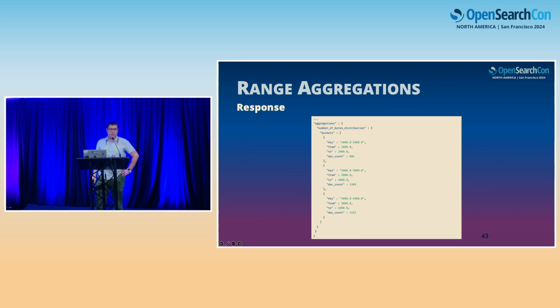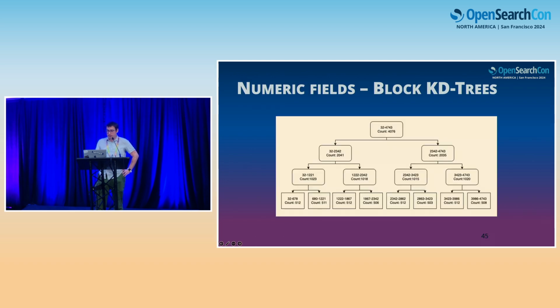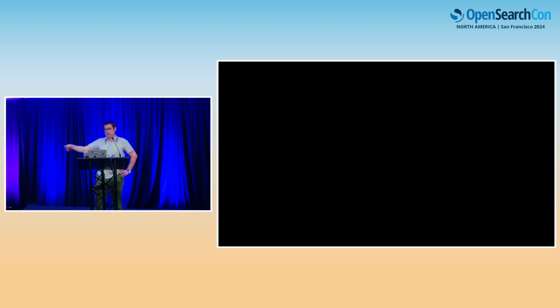Well, how can we do this directly? Let's look at how Lucene stores numeric fields, like the size in bytes. It uses what's called a block KD tree, or a BKD tree. These trees tend to be built bottom up. The key thing is the leaf nodes. If you look at the bottom left, they tend to have 512 documents. They fill up until they have 512, and then they'll potentially spill over into the next leaf and the next leaf.